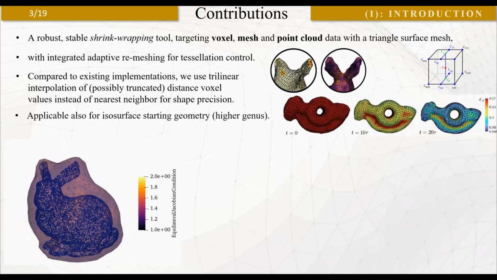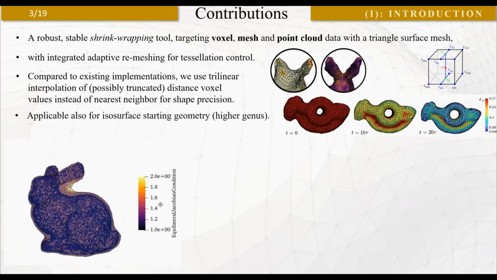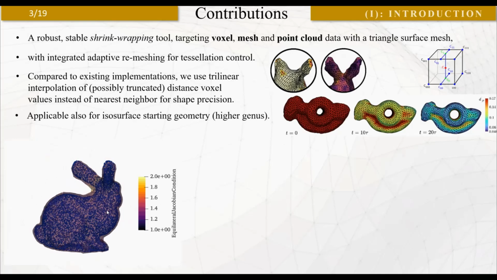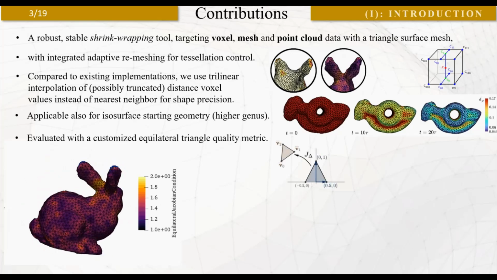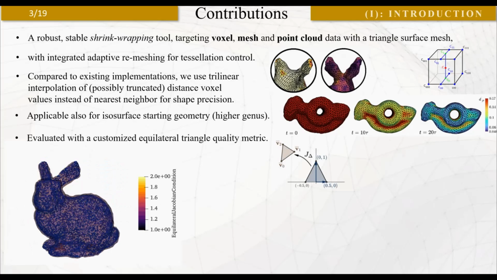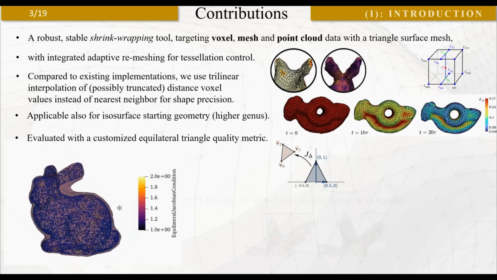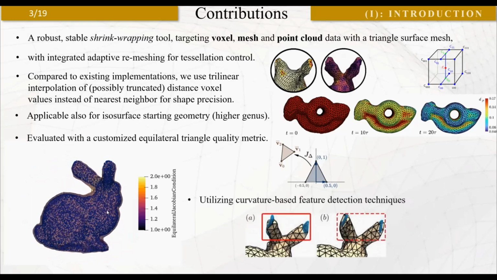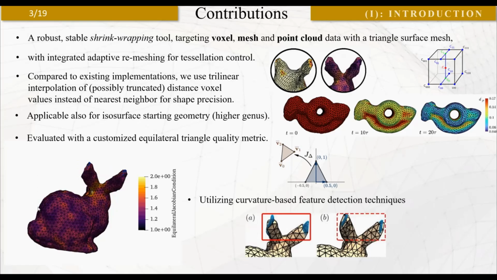We also extended the scope of possible starting surfaces to allow shrink wrapping higher genus target data. The evolving surface mesh quality is evaluated using our adjusted triangle quality metric to determine when remeshing is necessary. And lastly, we utilize curvature-based feature detection techniques to preserve the important features of target data.